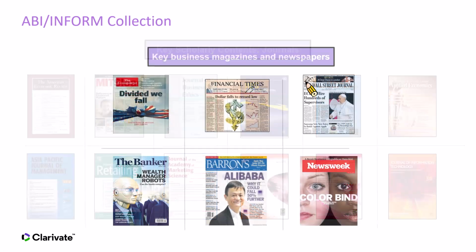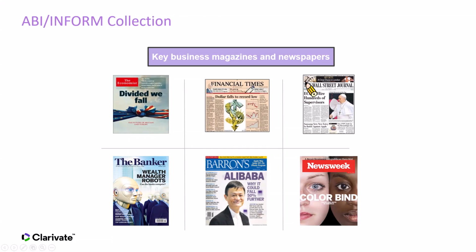So what else do we have? Everyone should be quite familiar with journals, so I'm not going to spend too much time on it. What else do we have? We have a lot of newspapers and business magazines. For newspapers, we have the Financial Times and the Wall Street Journal. For business magazines, we have The Economist, Barron's, Newsweek, and The Banker.